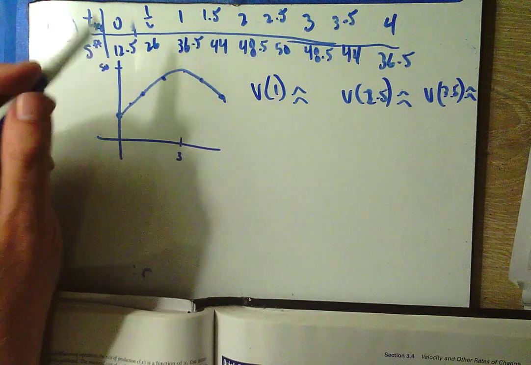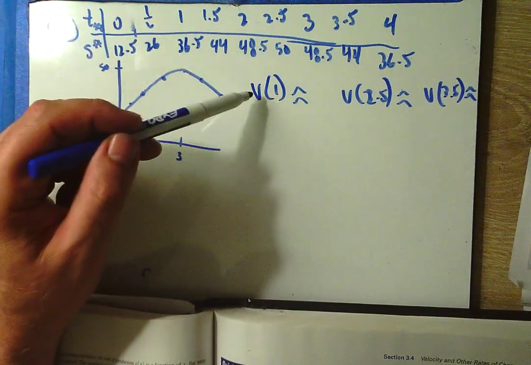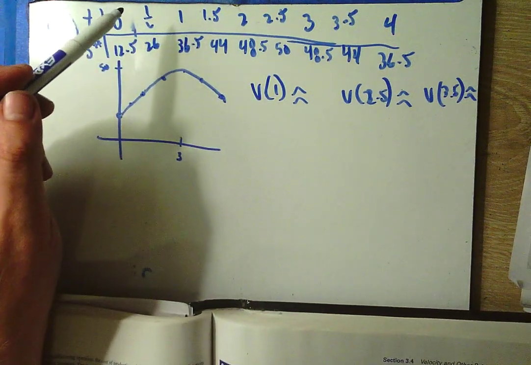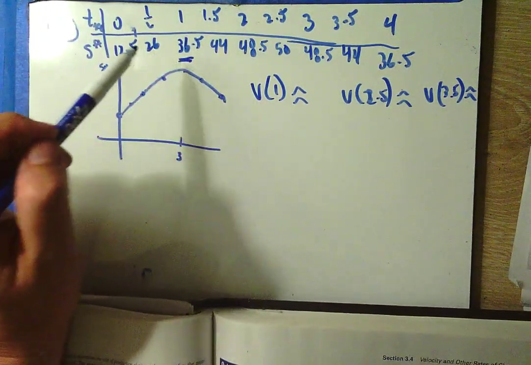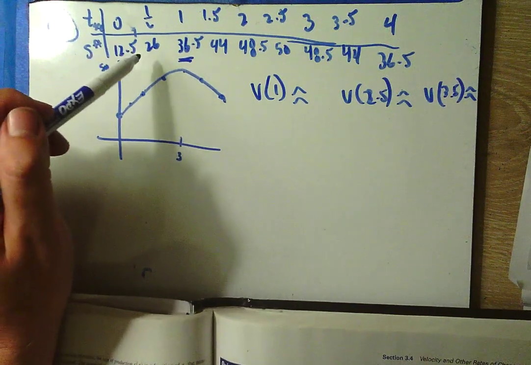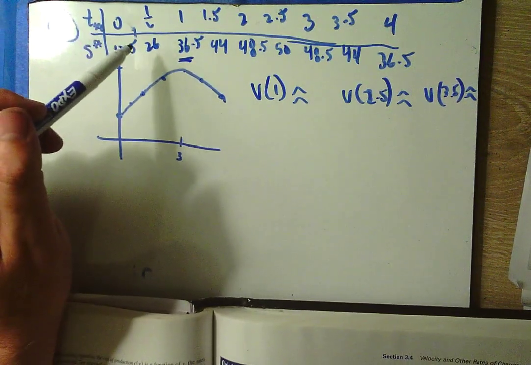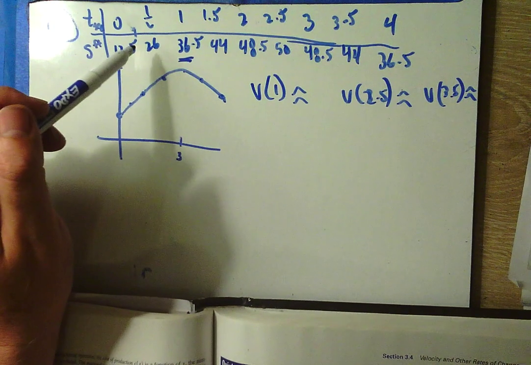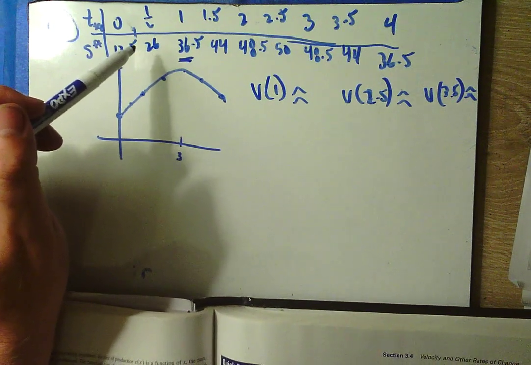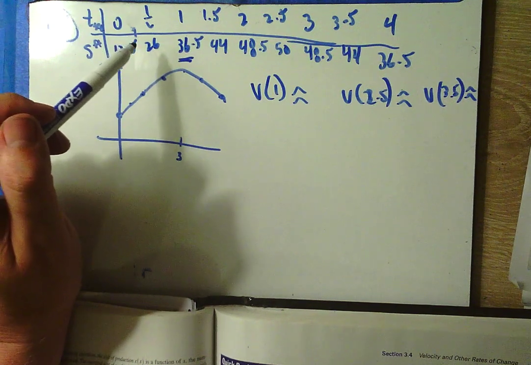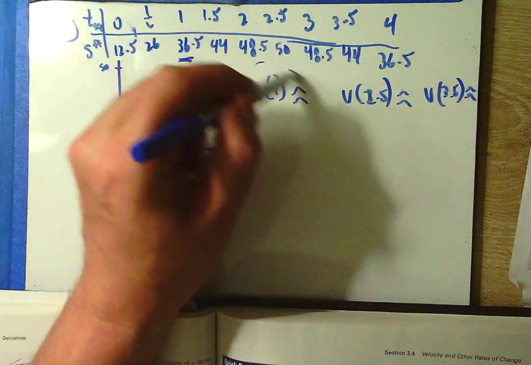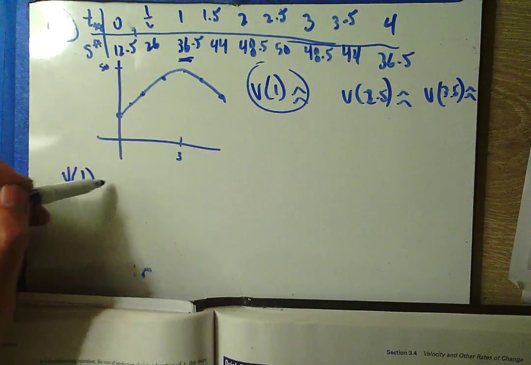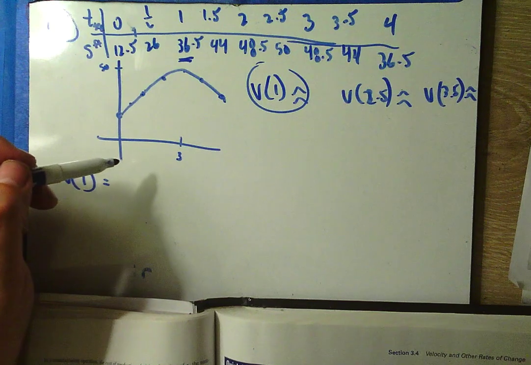Okay, well, let's consider each of these. Remember, velocity is the rate of change in position with respect to time. So when I think about velocity at 1, I want to know the slope at 1. But I don't have a function here. And no, I'm not going to use a regression equation because it doesn't say build a regression equation. It in fact says that I'm supposed to estimate the velocity. So in order to estimate v of 1, I'm going to use average velocity.